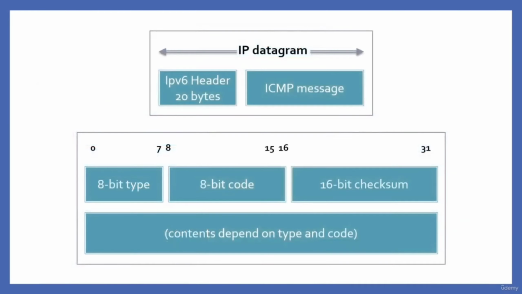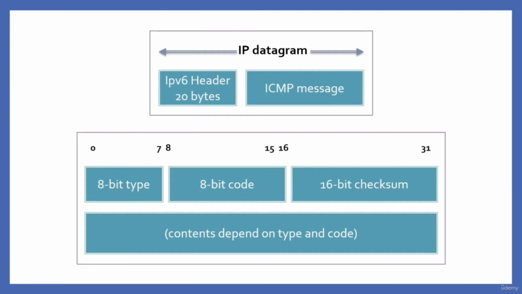The ICMP messages are transmitted within an IP datagram. So here we see an illustration of the IP header followed by the ICMP message. Within that ICMP message, you will see some commonalities such as the type, the code, and the checksum. The content will really depend on the type and whatever possible code that you might see.